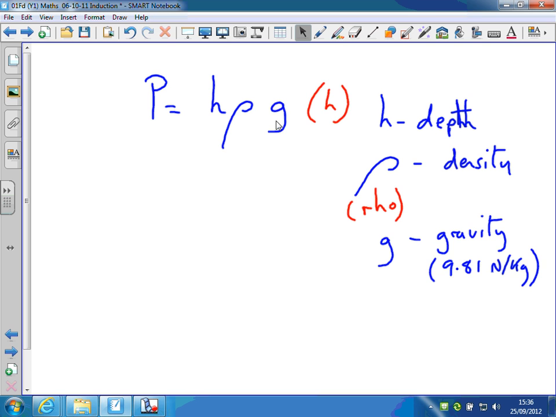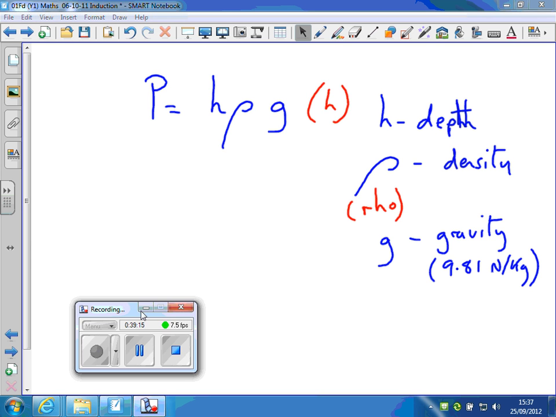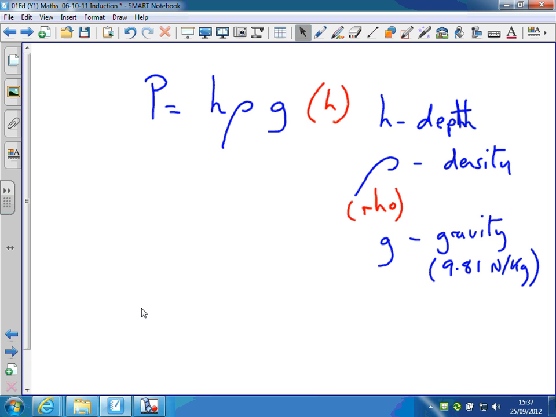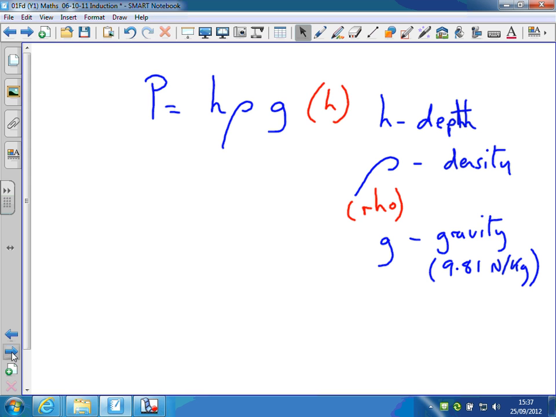I'll just pause for a second while you think about what you might do. Again, we're not thinking about the answer, let's just focus on this for a sec, and think about it in the context of what we did on the last slide. What's the story, what's happened to the voltage in that case? What's happened to H to get the right-hand side?